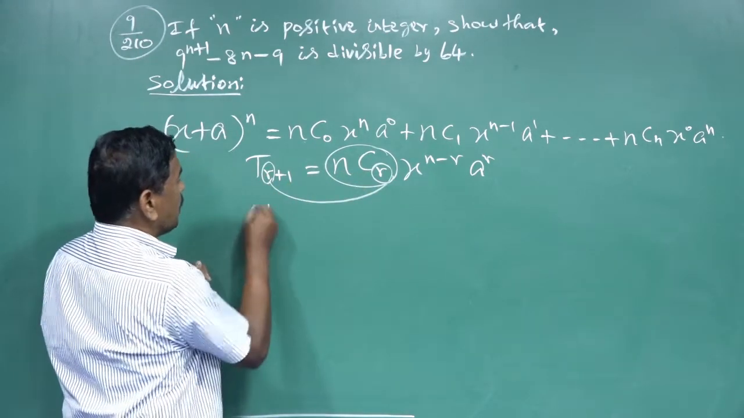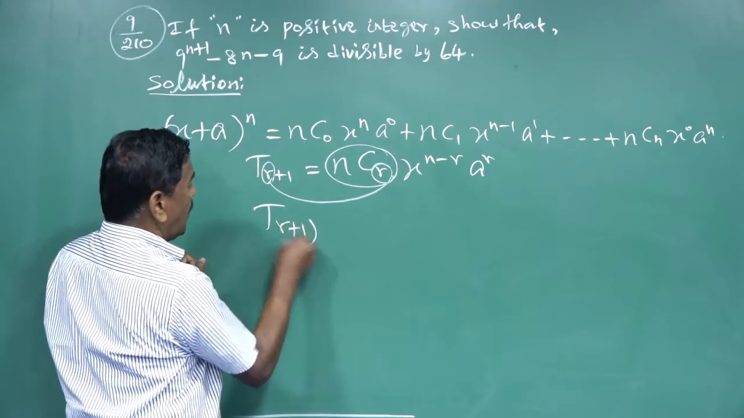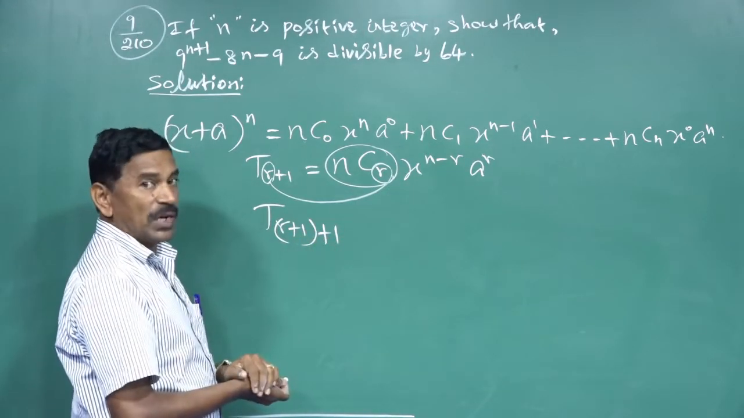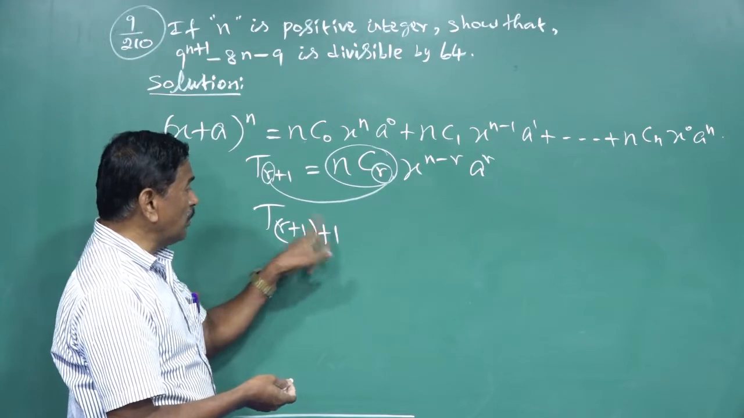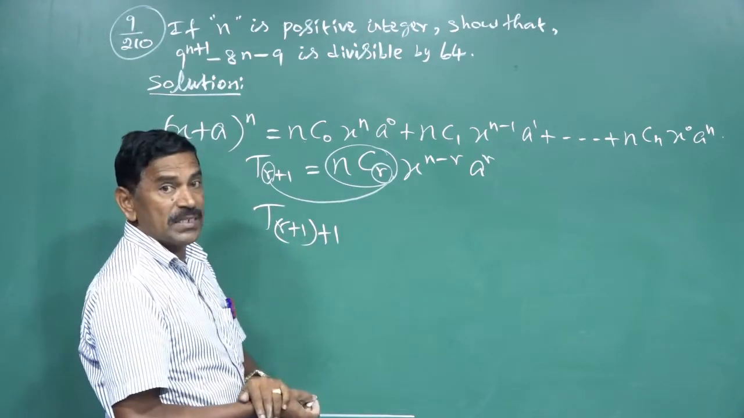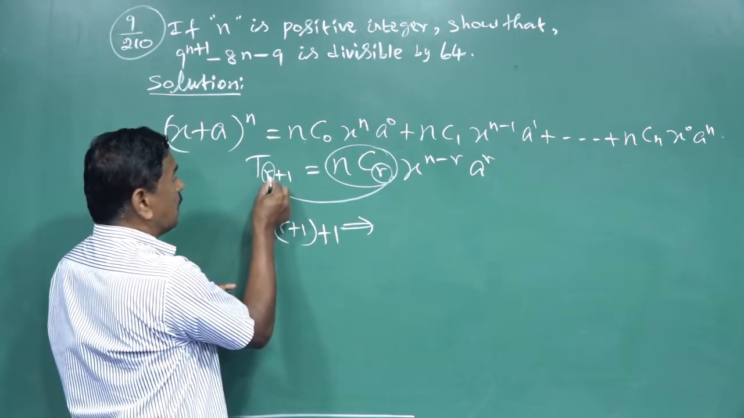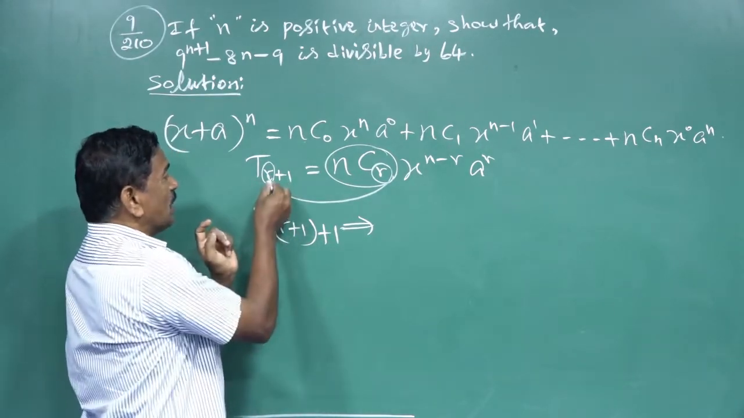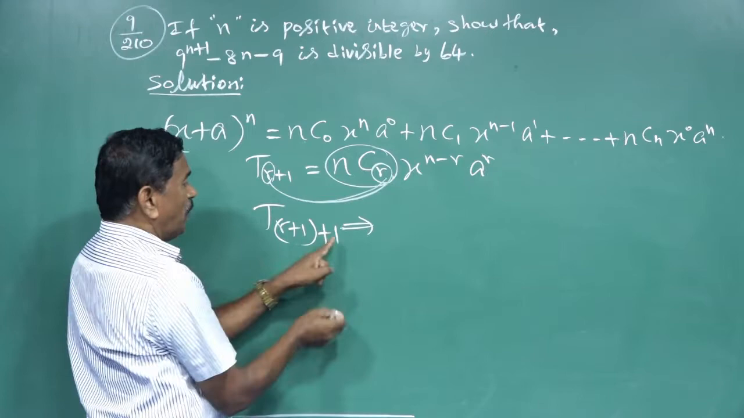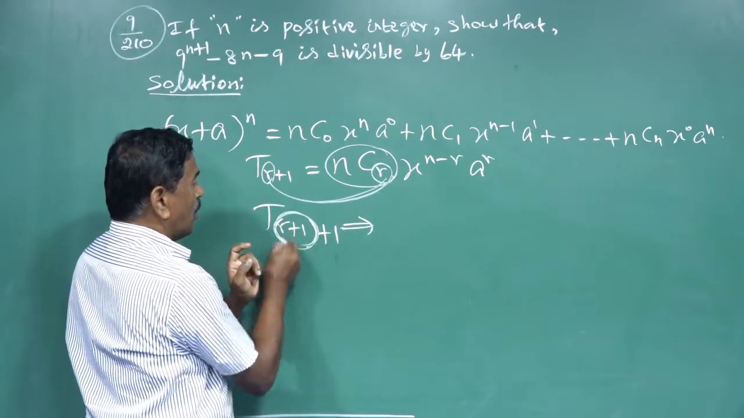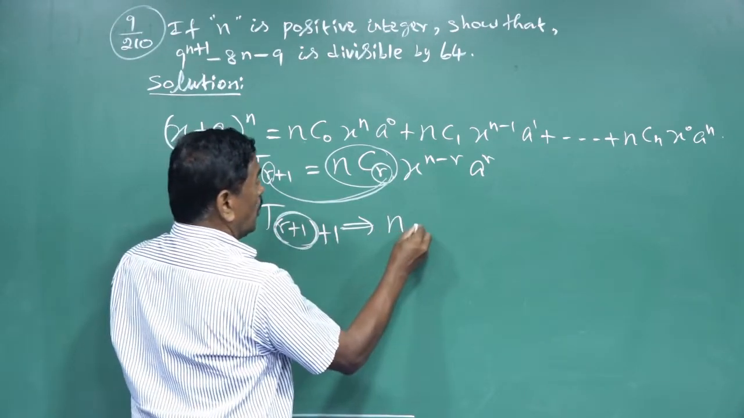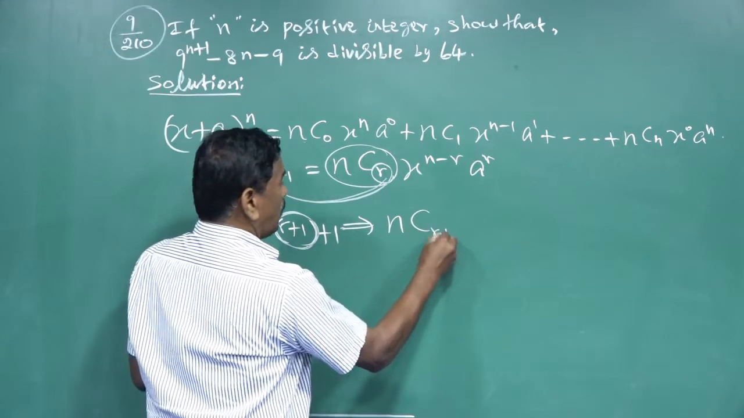See, for example, suppose T(r plus 1 plus 1). Can you tell me the coefficient? Listen, forget the plus 1 in the suffix: r means r. Here, forgetting the plus 1, the suffix is r plus 1. So that is why the coefficient is nC(r plus 1).